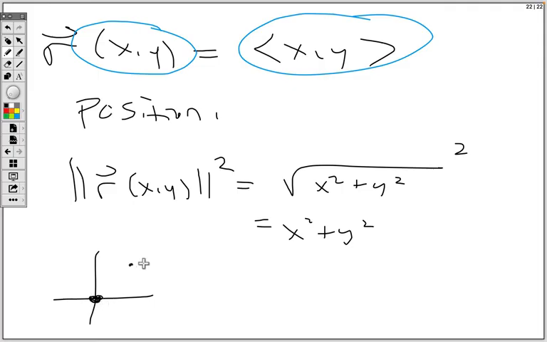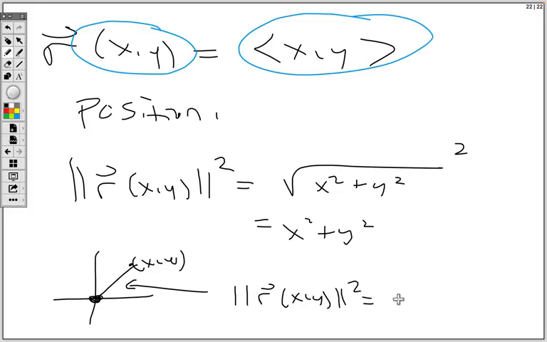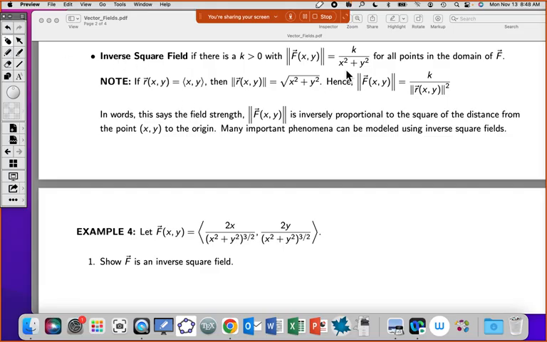So if you're at a point here, x, y, the magnitude of this squared is just the distance to the origin squared. So you're still looking at 1 over the distance squared. So for an inverse square field, the inverse comes from the fact it's a reciprocal, and then it's some constant.